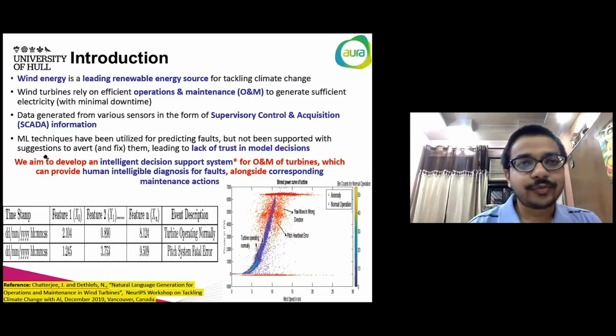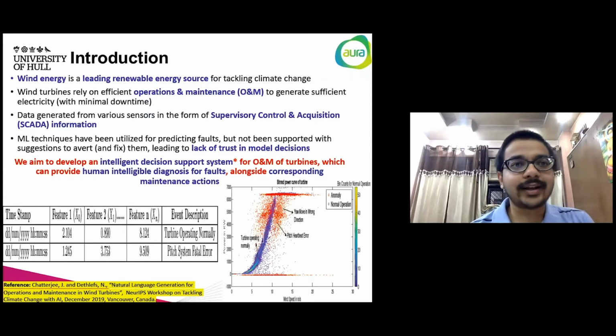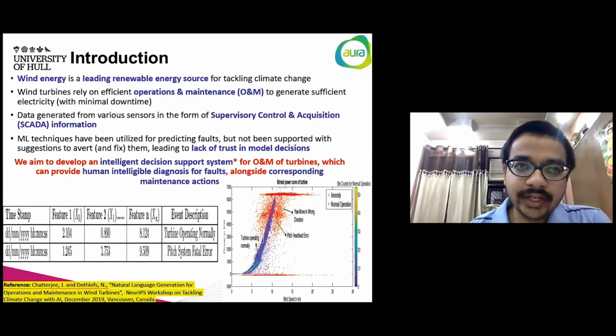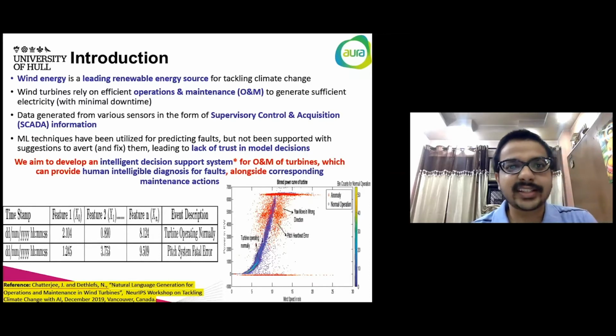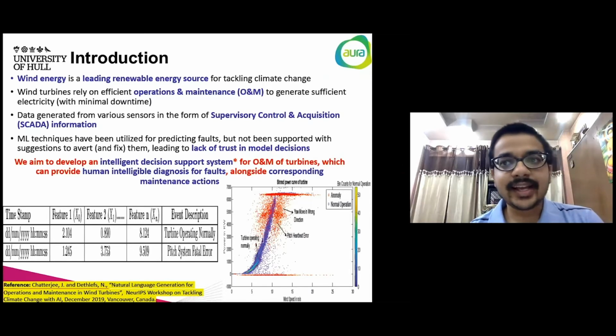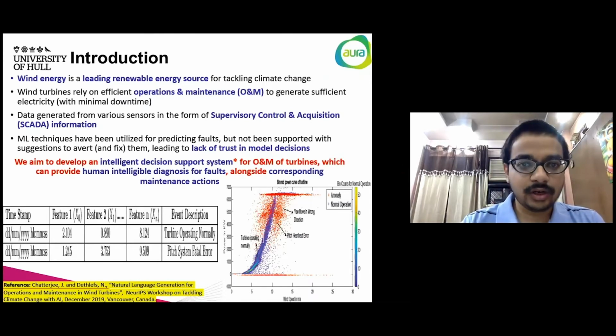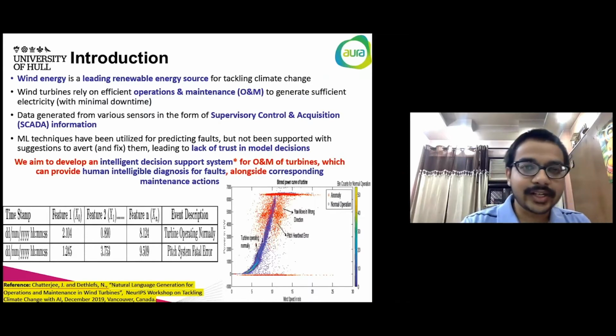So firstly, I would give you a brief introduction of wind energy in its current state. Wind energy is clearly a leading energy resource, which is very popular for tackling climate change. And wind turbines generate lots of data from various sensors through the SCADA information. These have previously been utilized for predicting faults in various subcomponents of turbines, such as the gearbox and the generator and so on.